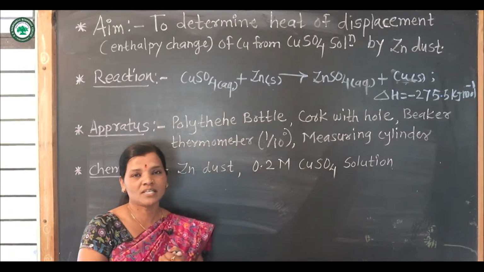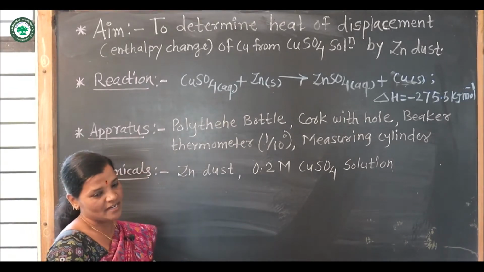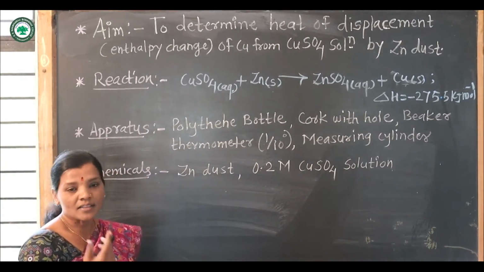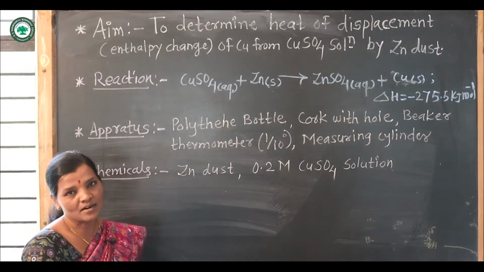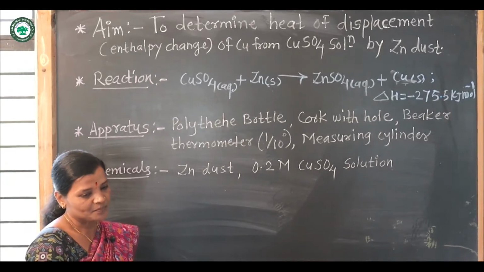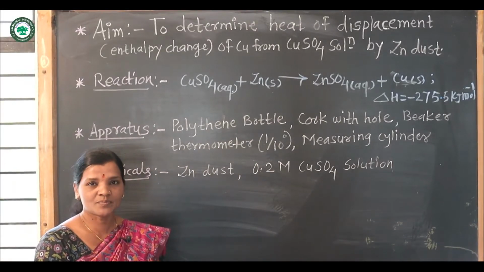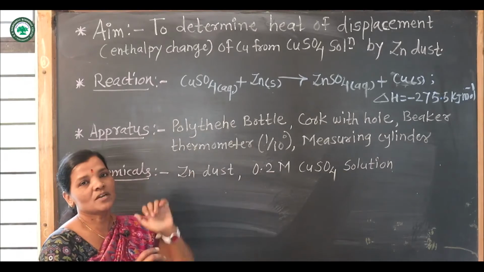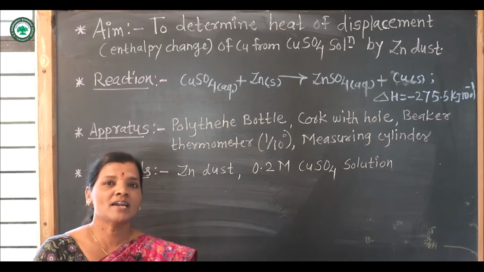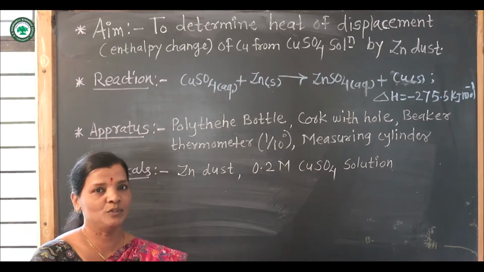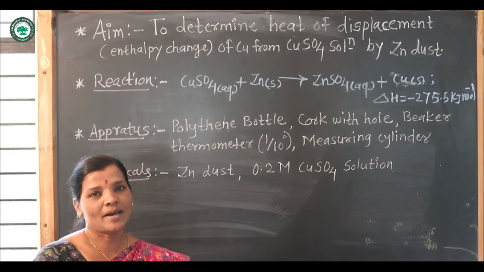Now here what happens, the element which has a lower value of standard potential displaces another element from the solution which has a higher value of standard potential. That means here zinc has a lower value of standard potential and it displaces the copper from copper sulfate solution. Copper has a higher standard potential value, and so here the displacement reaction takes place by one metal displacing another metal.